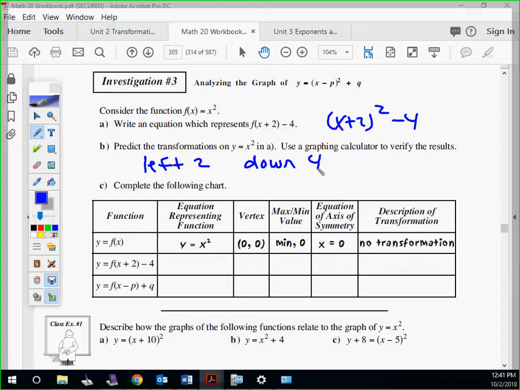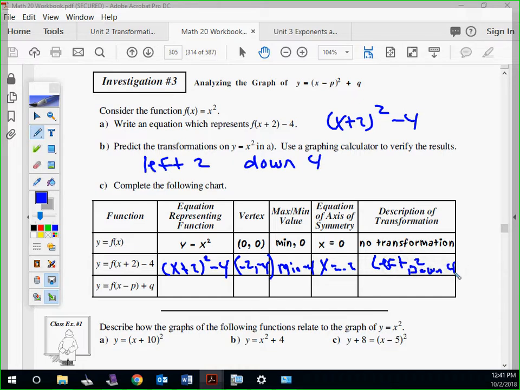So if we do this, it'd be (x plus 2) squared minus 4. So the vertex is now what? From 0, 0, it went left, so -2, and -4. Went down 4, right? Left 2, down 4. Minimum is -4. Good. Axis of symmetry is -2. Yep. And description, left 2, down 4.